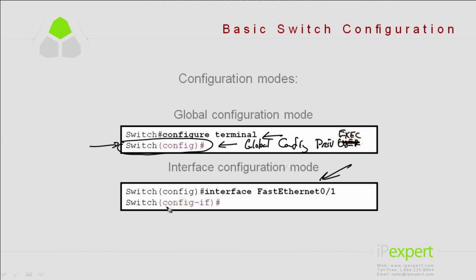Now notice here it tells me I am under the interface configuration mode and I'm one level deep from global config. And what's going to happen is based on these different configuration modes, we're going to determine what commands we have available to us when we want to do configurations.